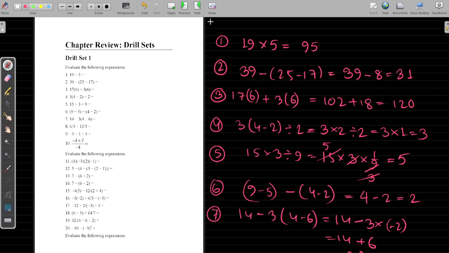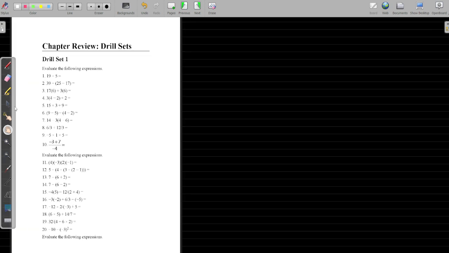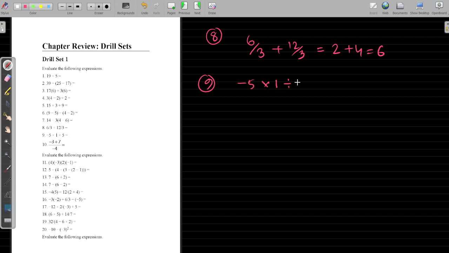Okay, now I am going to solve number 8. Number 8 is 6 divided by 3 plus 12 divided by 3. So 6 divided by 3 is 2. 12 divided by 3 means 4. So this one is 6. Then number 9 will be minus 5 multiplied by 1 divided by 5. So this one will be minus 5 multiplied by 1 multiplied by 1 by 5. This and this will be cut down. This will be minus 1.